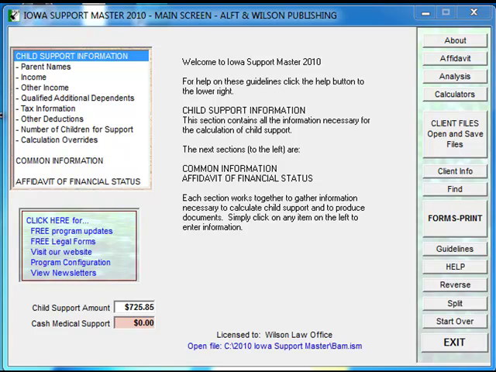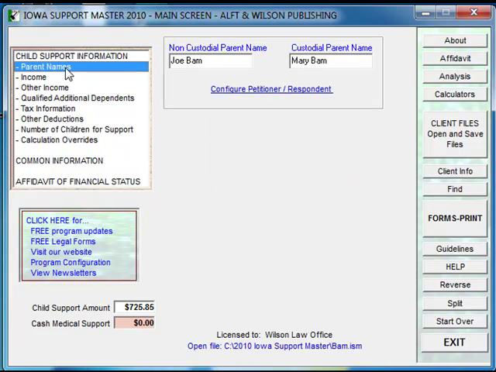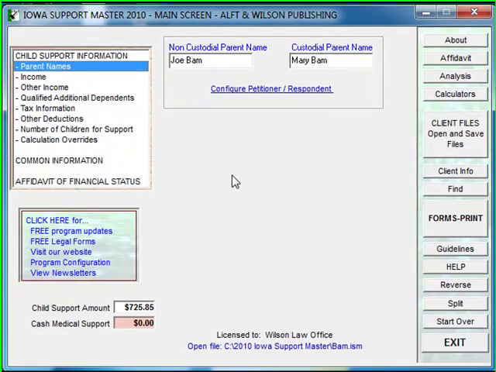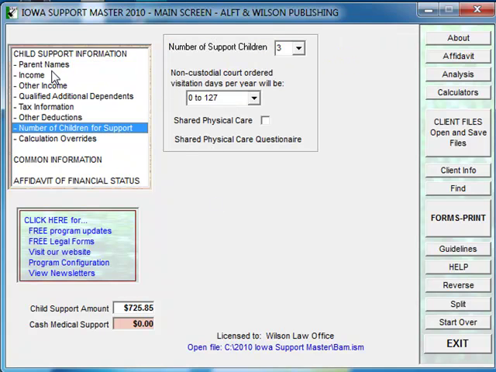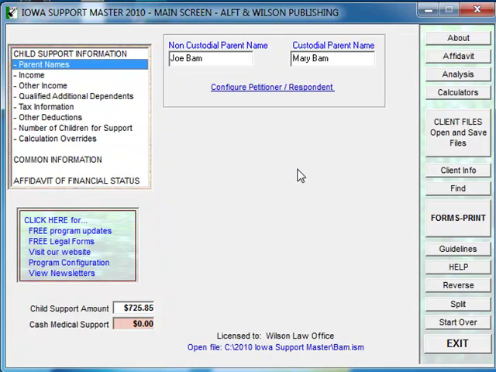So if we look at our example, let's say we're doing a dissolution case, and we're representing Joe. He and Mary, in this example, have 3 children, and Joe tells you, "I have a child from a prior relationship. It's not Mary's child, but it's Joe's child. Is there any deduction I can take for that?" All right, you have a couple of questions.